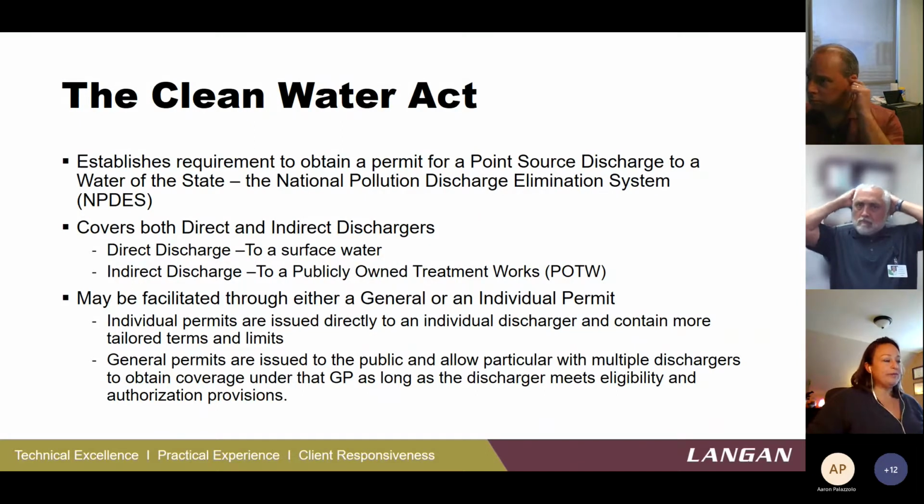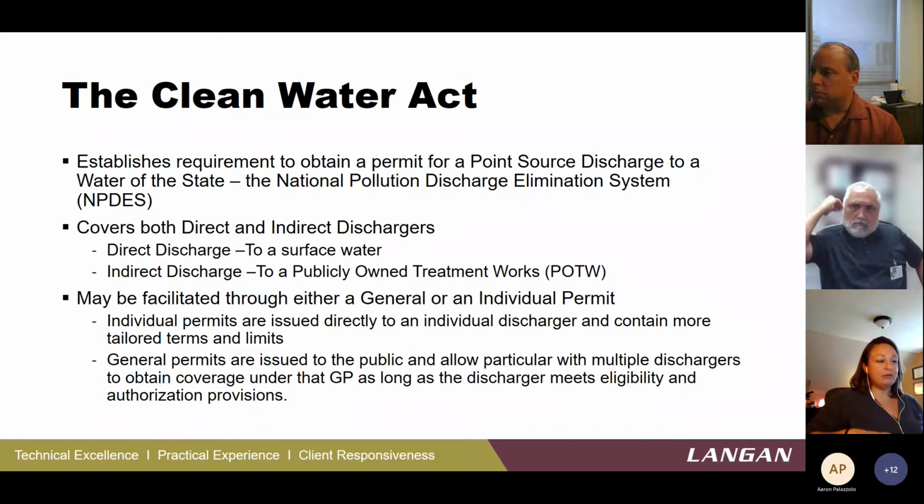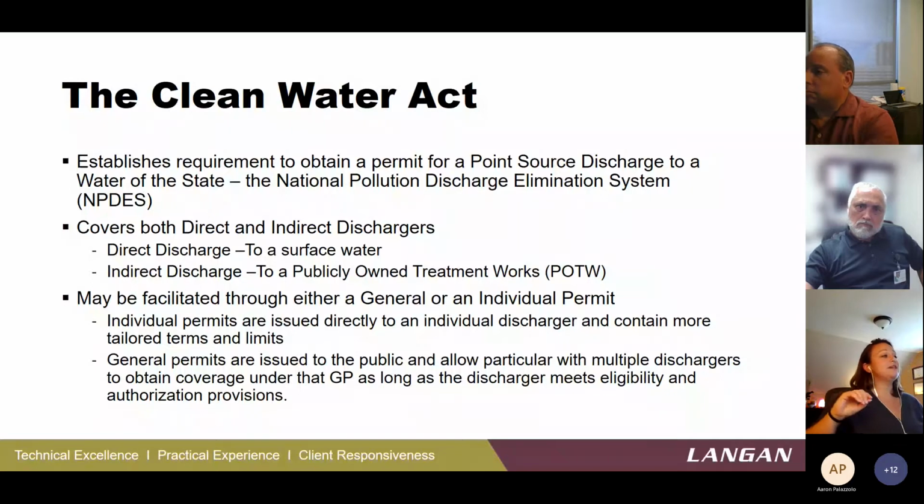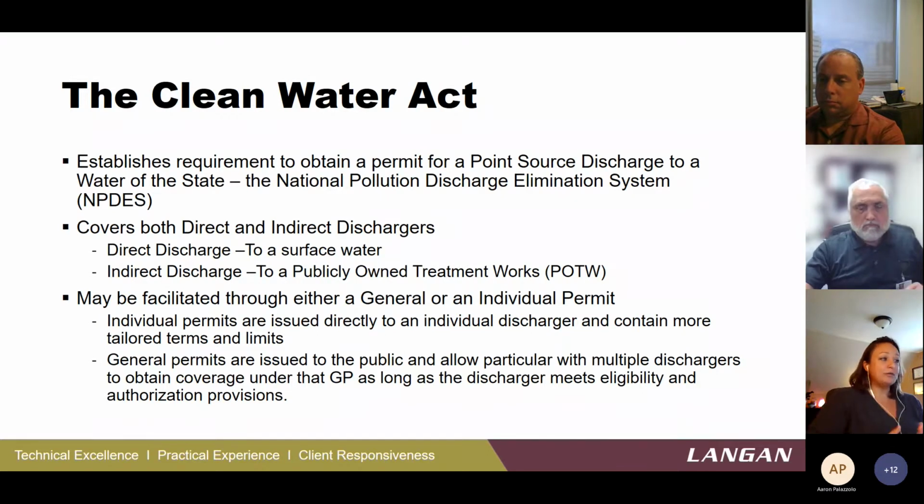The program can be facilitated either through a general permit or an individual permit. An individual permit will be issued to you, to your facility, to your process. They're generally more tailored to what you have on site, so there's a little more flexibility in being able to drop parameters. That being said, it's a little more complicated and onerous to obtain. A general permit is issued generally to the public.